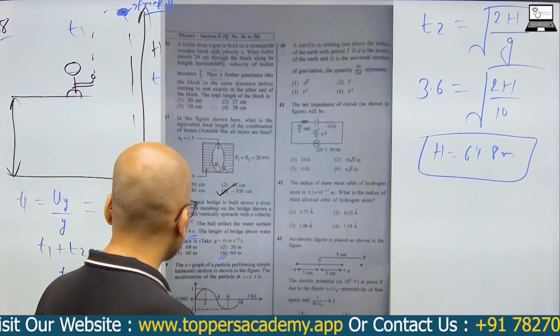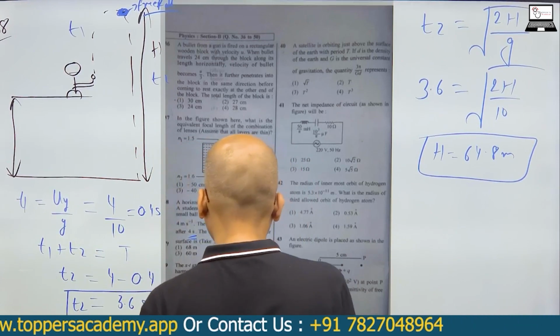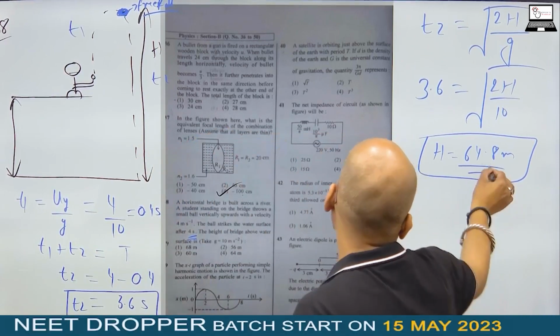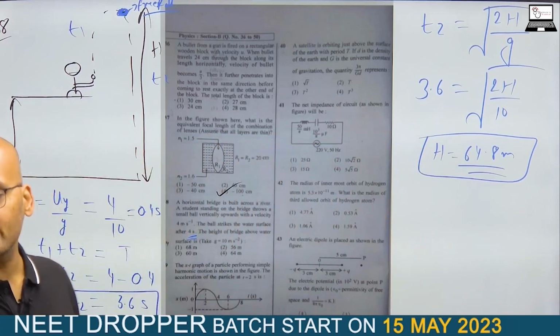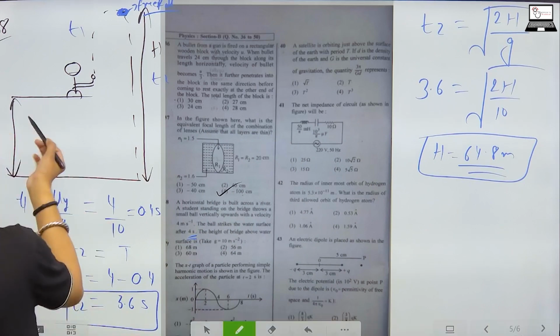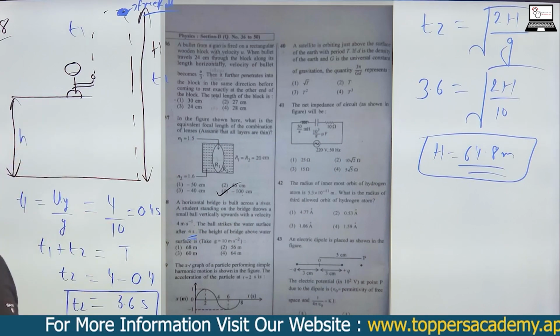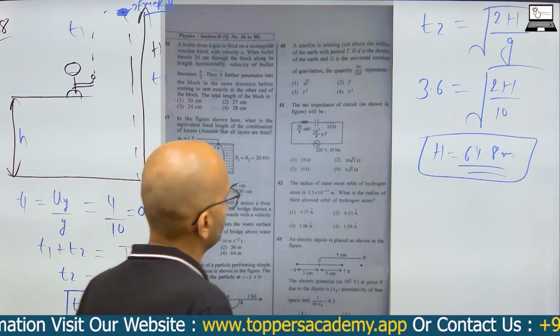So wait a minute, what are they asking? We have calculated capital H, but we do not need to calculate capital H. They are asking us the height of the bridge. Let us say small h. We need to calculate small h, right? Very easy now.